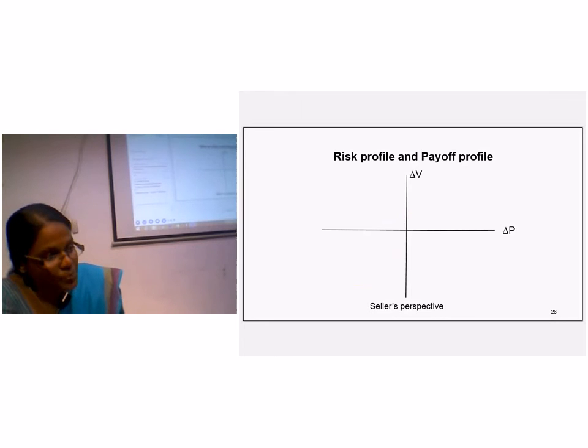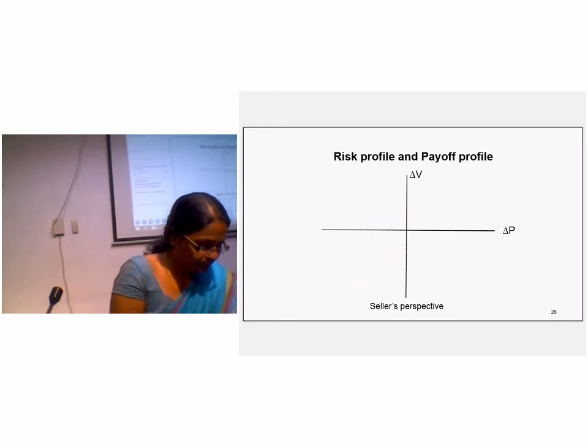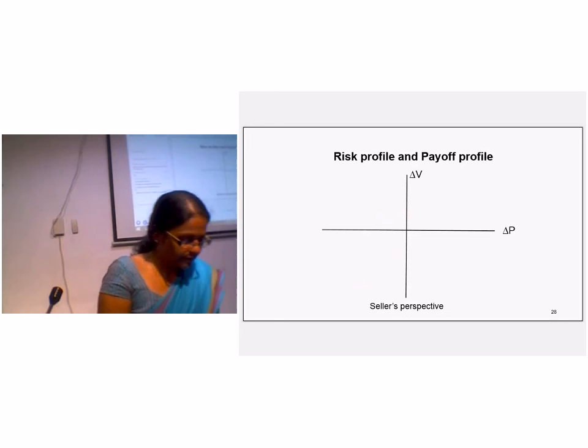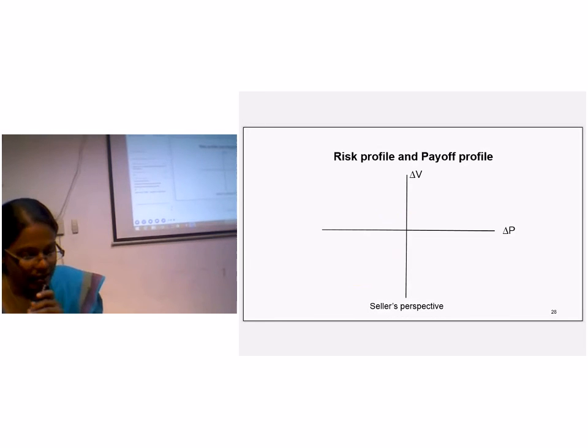Now here, this is from the seller's perspective. Sometimes in the examination, you may be asked to develop a risk profile and payoff profile for the buyer and seller. The problem is you have to understand this very well. Otherwise, if you confuse the risk profile and payoff profile, or confuse the seller's and buyer's perspective, then you will not get any marks. So you need to understand very clearly the risk profile and payoff profile of buyers and sellers, because all the curves look the same, so you may get confused.